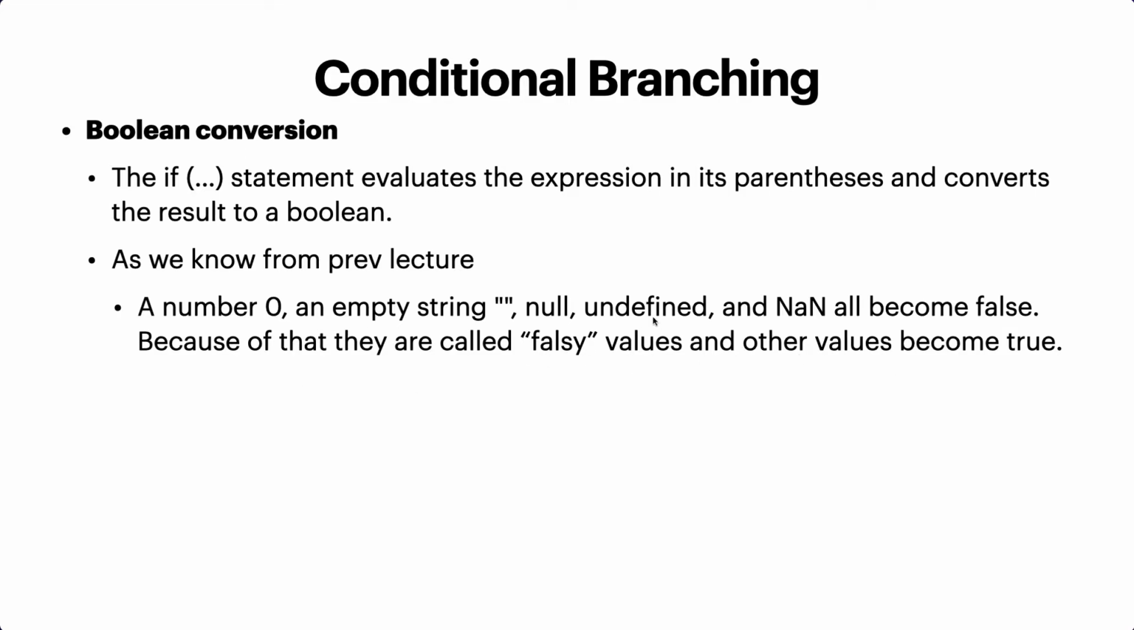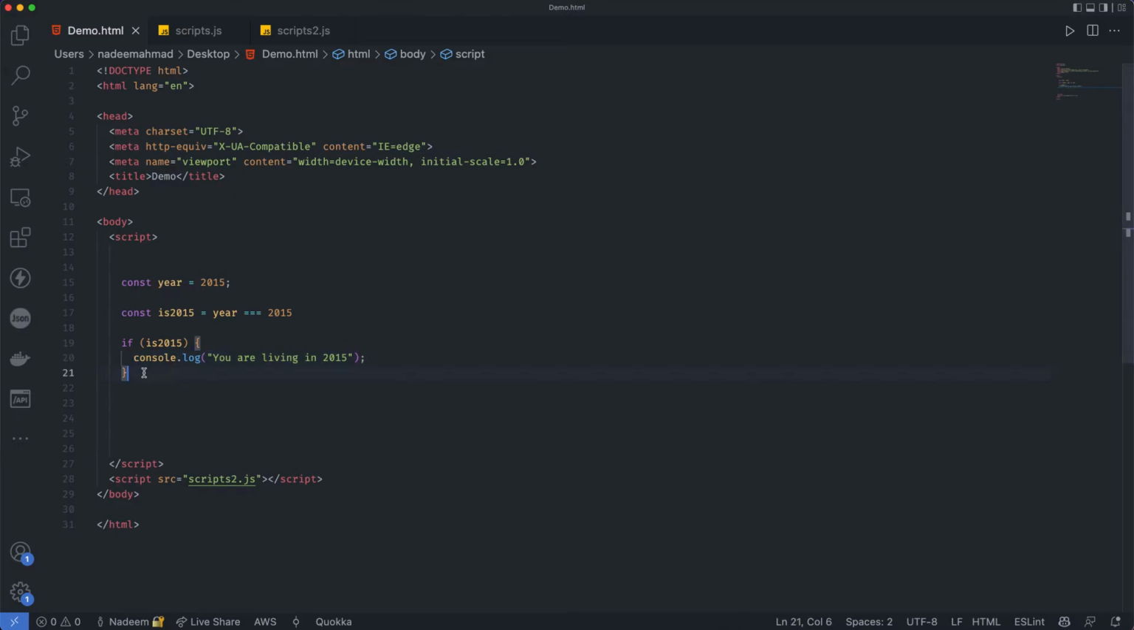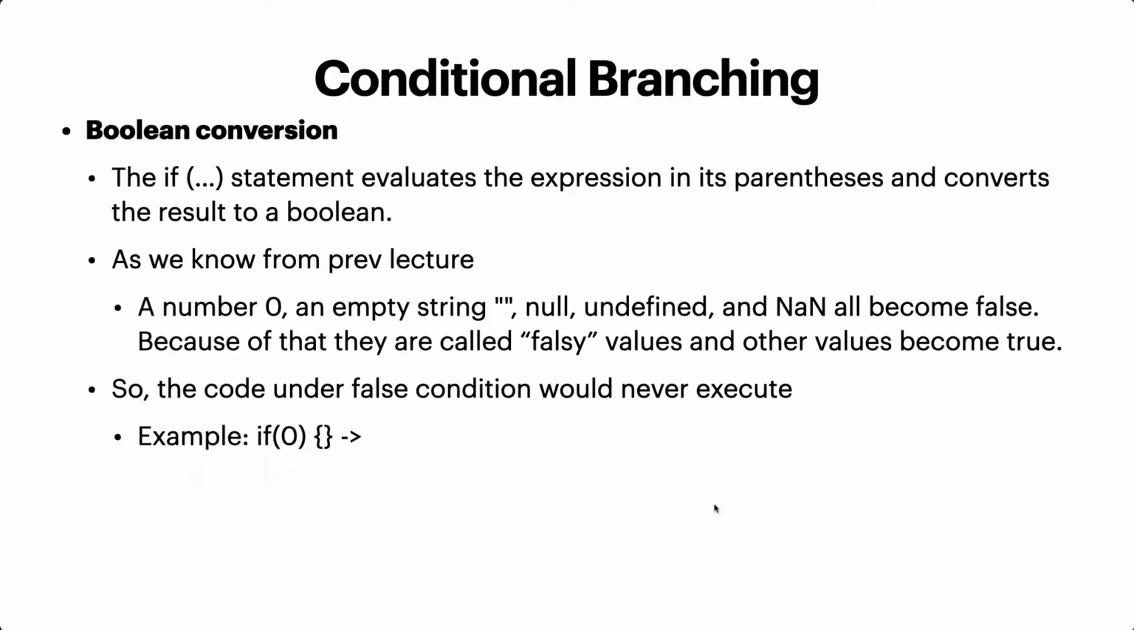So we already know it from the previous lecture. If you have not watched the lectures, you don't know about that, so you can just go to my previous lectures and see how it really works. So the code under a false condition would never execute. This code will only execute if this condition is true. Otherwise, it will not execute the code.